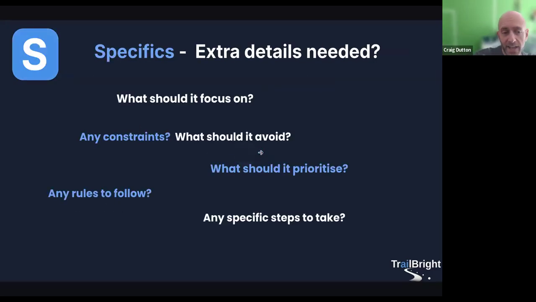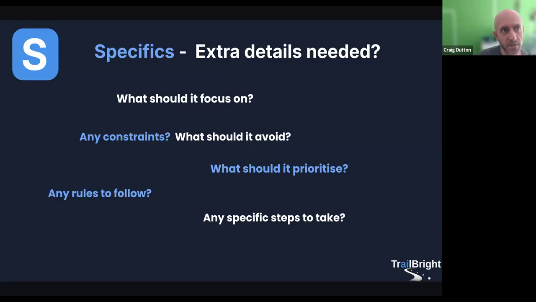And then specifics. Are there any extra details, anything that it should focus on? You can put constraints in the specifics as well. What should it prioritize? What's the most important thing it should be doing? Are there any rules that it should be following? Or are there any steps that it should take to do something? Maybe there's a flow that it should follow to create what you want.